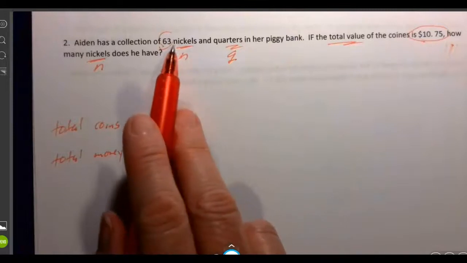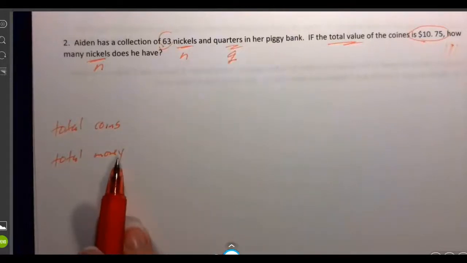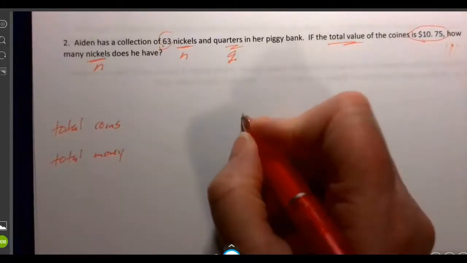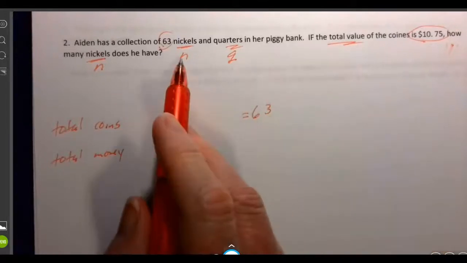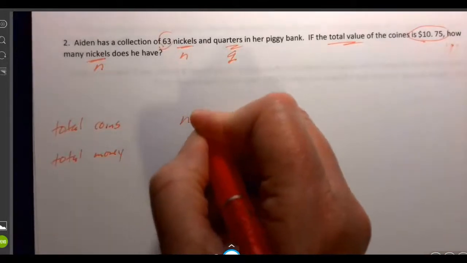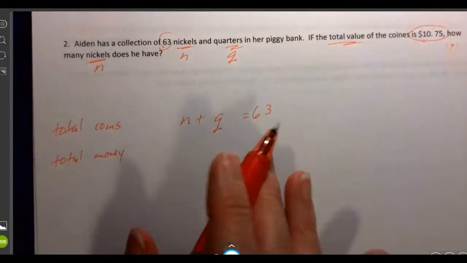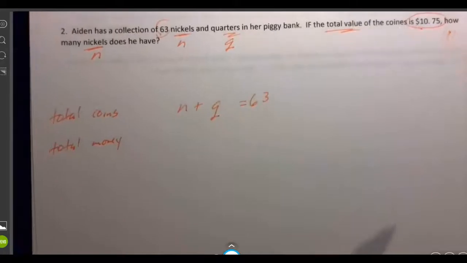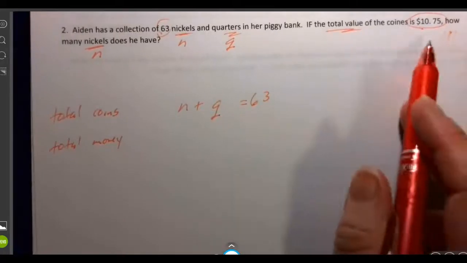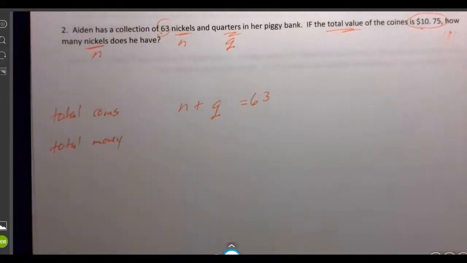So what we're going to do is look at the total of each of these, and that's going to make our sentences. So if I look at the total of coins, that's 63. Well, how many nickels do I have? N. And how many quarters? Q. And that's what is so beautiful about systems, is that I don't have to define one in terms of the other. Now, as far as the value, the money, this is where you come in.